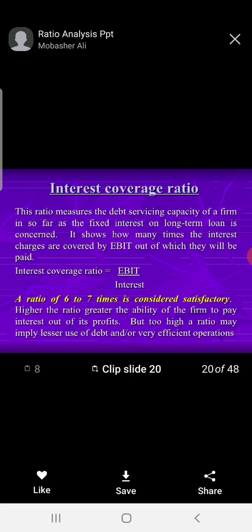Okay, a higher ratio means a greater ability of the firm to pay the interest on the profit, but too high may imply lesser use of debt. Here you just have to go through the ratio analysis. Some of them are applicable to the banking sector and some of them just to the business unit. In this lecture, just go through the ratio analysis. In the next lecture we are going to study how that ratio analysis is applicable to that particular bank branch.